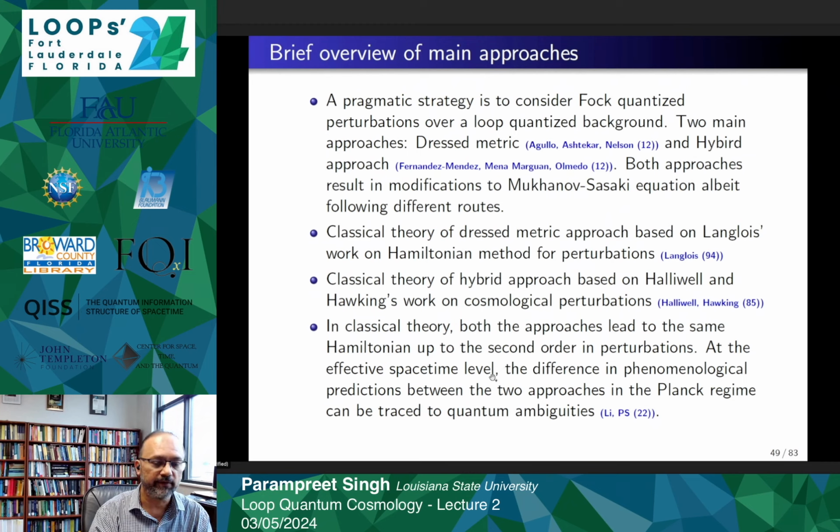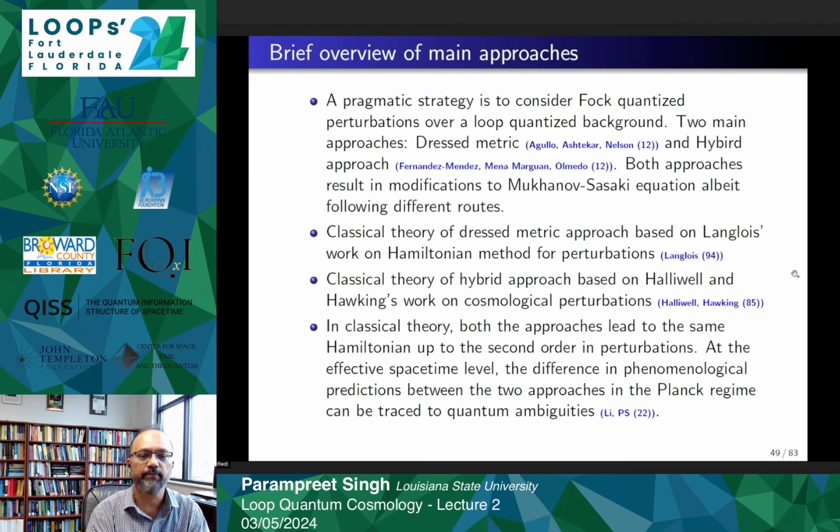In classical theory, both approaches lead to the same Hamiltonian up to the 2nd order in perturbations at the effective space-time level. If you go beyond classical theory, as far as I understand, the difference in phenomenological predictions between the 2 approaches in the Planck regime can be traced back to quantum ambiguities. I will touch on that later on. I will try to show you the way we have tried to understand the relationship between these approaches. The reason I spent a lot of time on this is because both are very rigorous approaches, and it will be nice to see if there is any relation between them and in what sense they are really different.